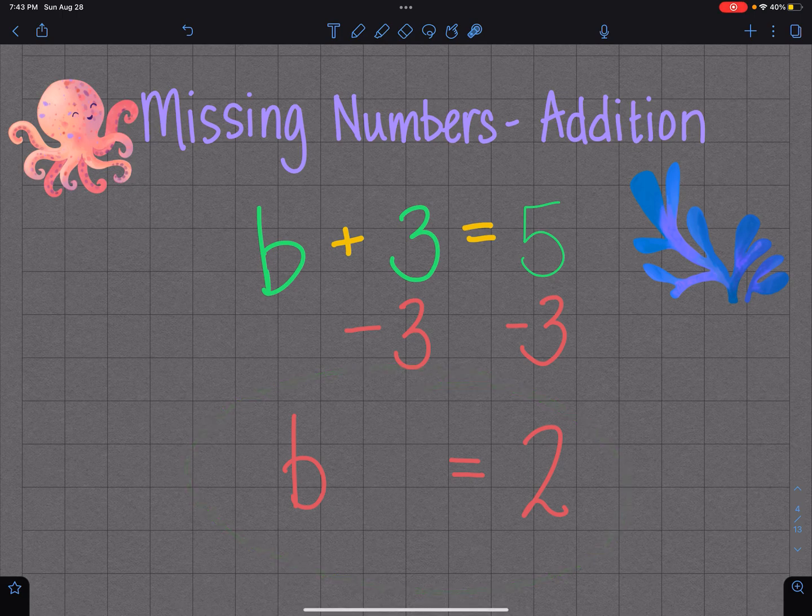And I got that because I did the same thing to both sides of the equation. What I did is the inverse operation. I just got rid of the 3 that way.